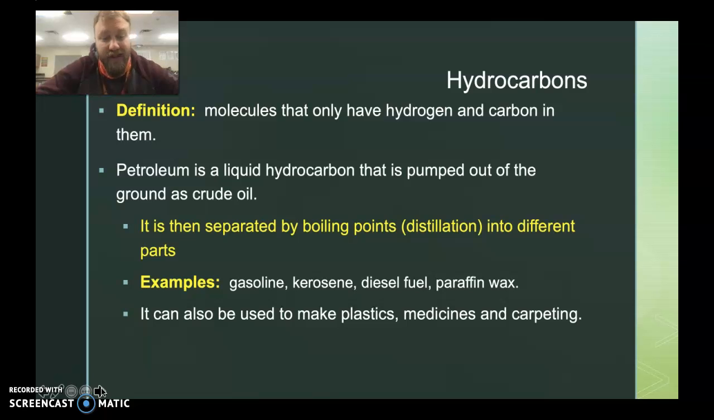So some examples are gasoline, kerosene, which you don't see as much. That used to be a major product for lamp fuel, diesel fuel in trucks, and then paraffin wax. So like your general wax that makes up candles. But it's also used to make plastics, medicines, and different man-made fibers, such as what's in carpeting.